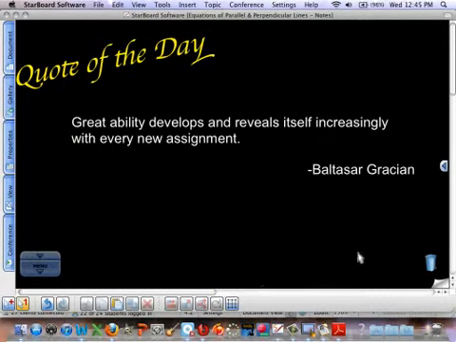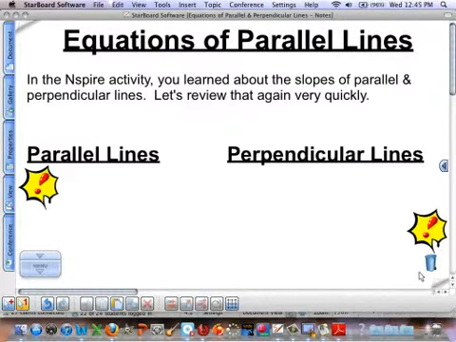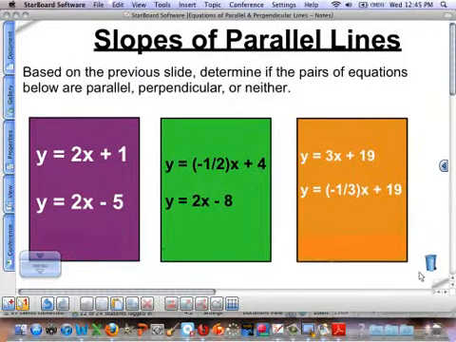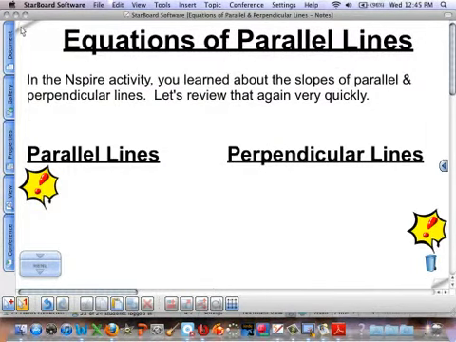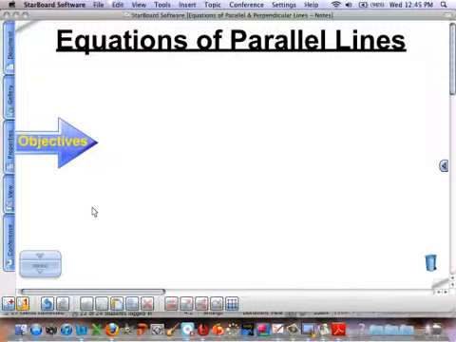All right, so let's go ahead and take a look at today. When we look at today, we're learning how to write the equations of parallel and perpendicular lines. Today we're only going to focus on parallel lines, and then tomorrow we'll focus on how to do this again with perpendicular lines.